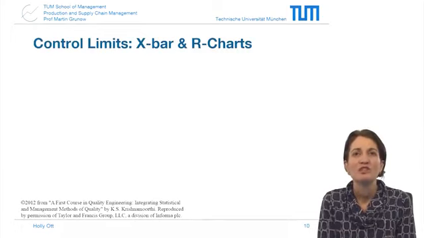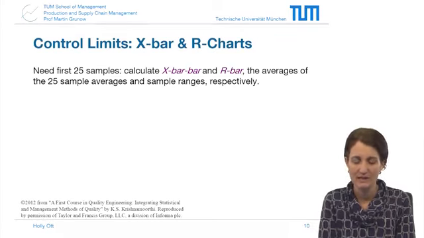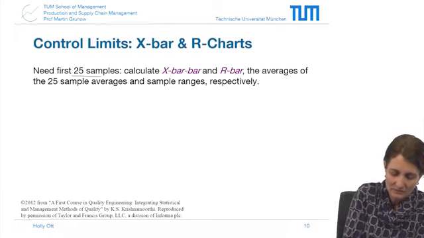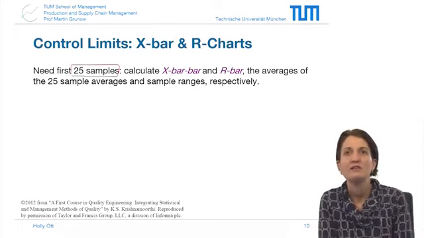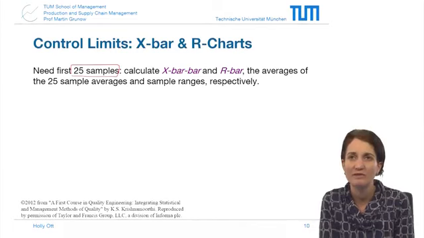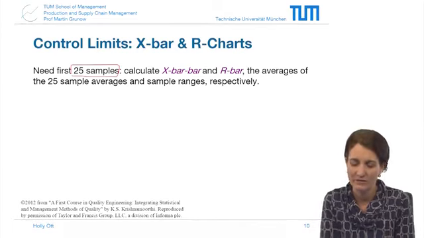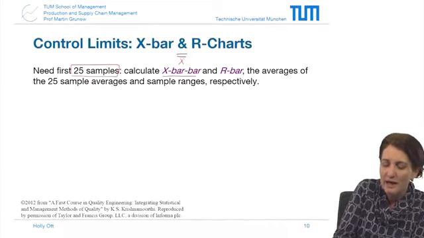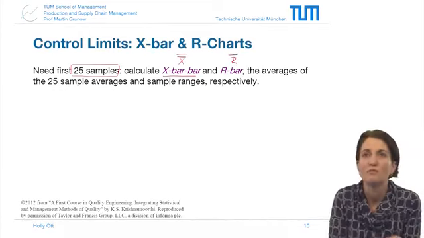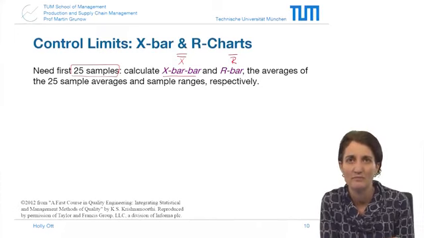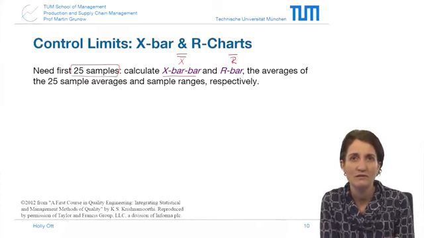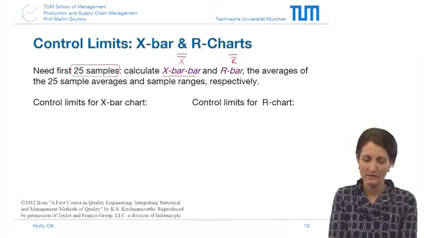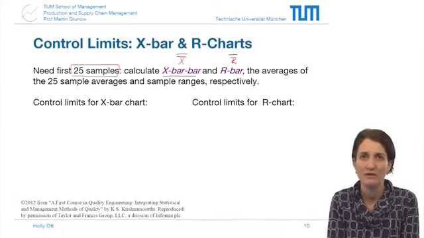So how do we construct our 3 sigma control limits for the X-bar and R charts? To do this, first you need about 25 samples. It's recommended. And you need to calculate the average of all 25 sample averages. This is X bar bar, and the average over all sample ranges, which is R bar. And then using these values, the 3 sigma control limits can be computed as follows.